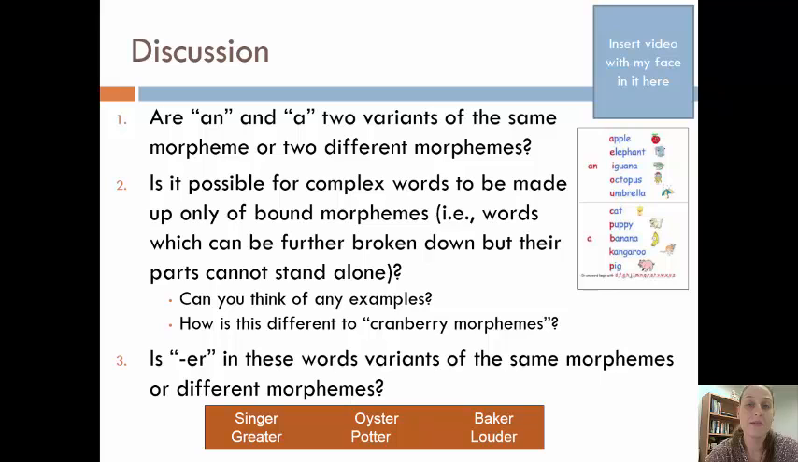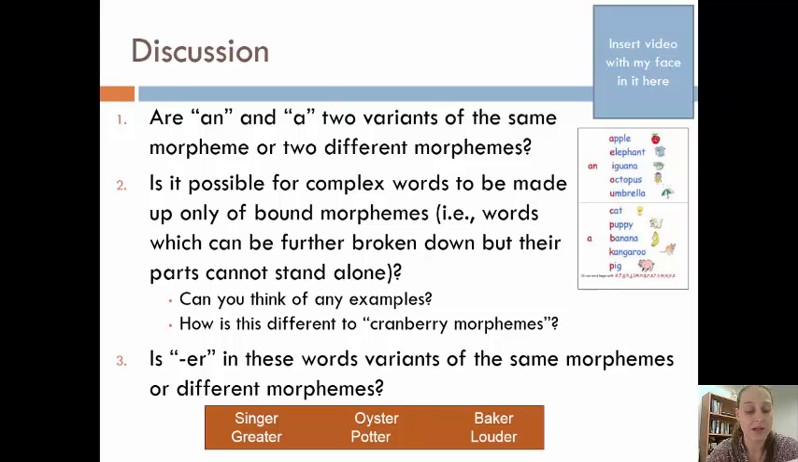Okay, and then the third question is: er, as in the suffix, in these words, variants of the same morpheme or different morphemes? So we have singer, oyster, baker, greater, potter, and louder. So take a moment, you can pause the video and try and figure out if they are the same or if they're different.